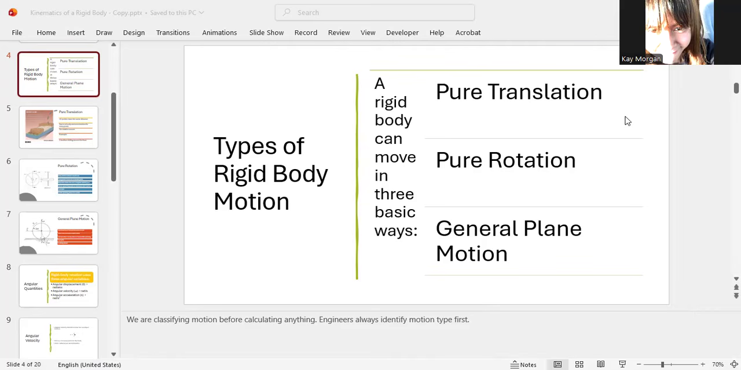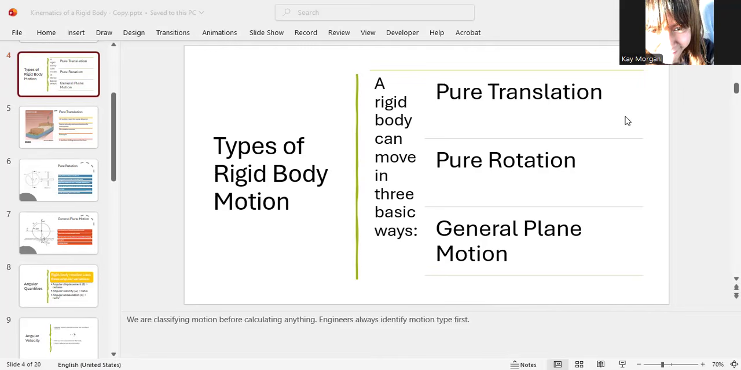In pure translation, you have to know that every point on the body is going to move in the same direction and the same distance, and the object does not rotate. So they move in the same direction, the same distance, and the object is not going to rotate. That's translation, with no rotation in it.